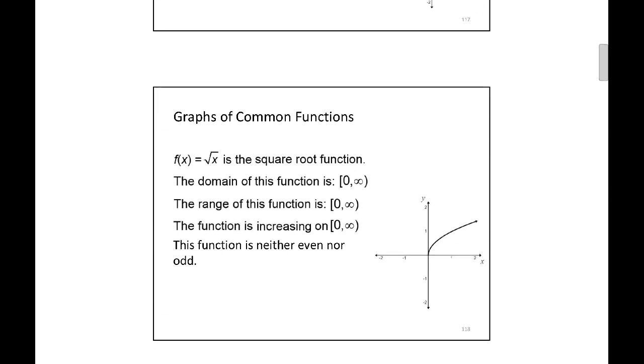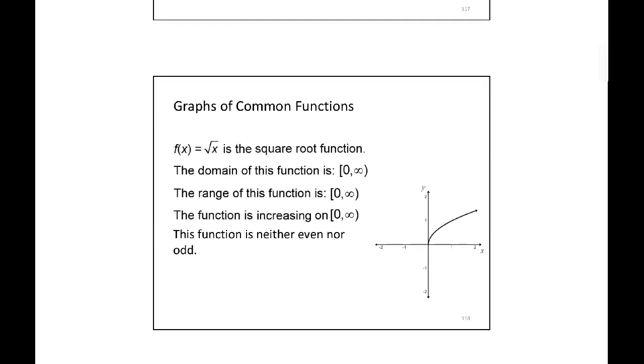Our next function is the square root function, which is, for all intents and purposes, the inverse of the quadratic. This looks like half of a parabola. It does. And the domain of this function is 0 to positive infinity. The range is also 0 to positive infinity. The function's increasing on 0 to positive infinity, and it is neither even nor odd.